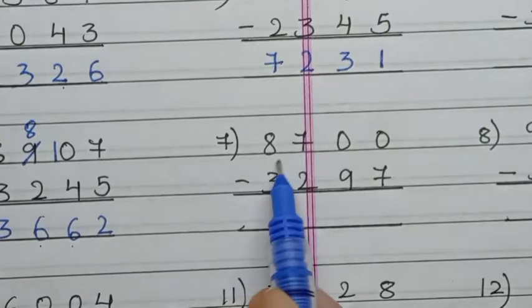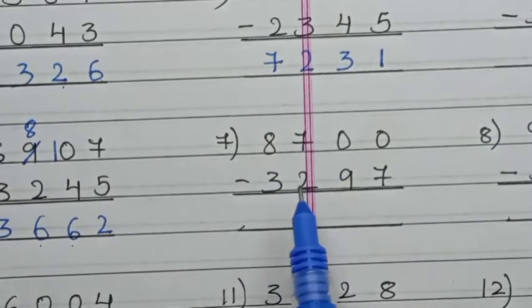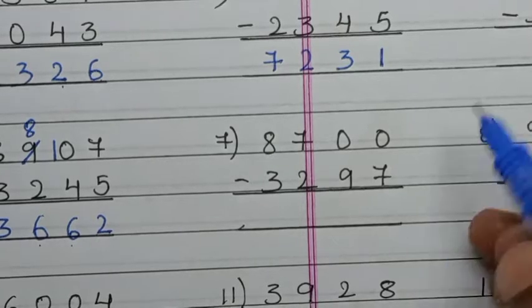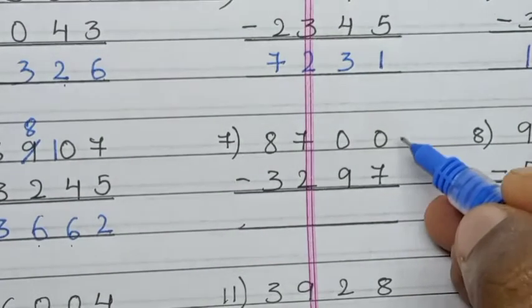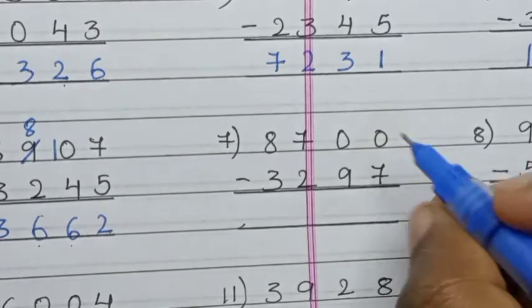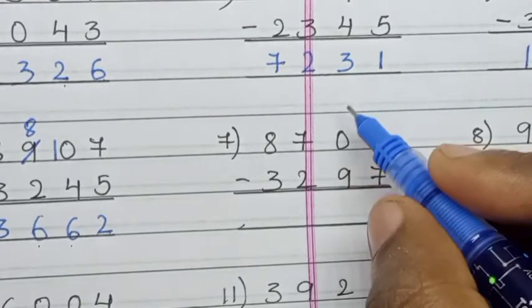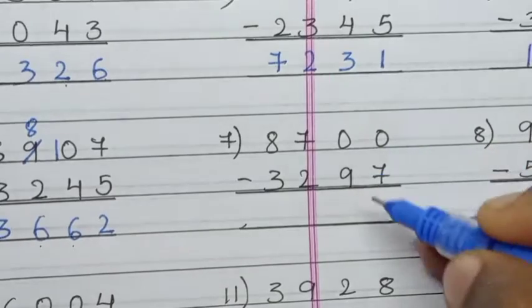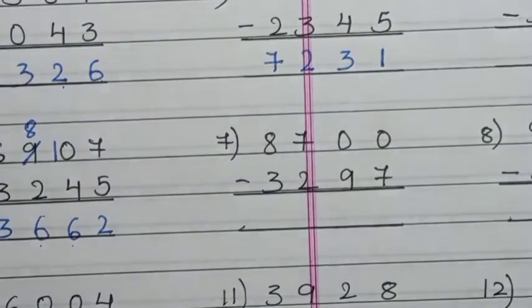Here, 8700 minus 3297. How to do this, children? We have to do borrowing again because 0 minus 7 we can't do, because 0 is less than 7. So I will think that I can borrow from the next number. I can't borrow from the next number because the next number is 0.